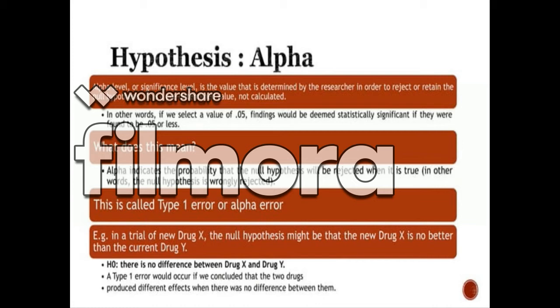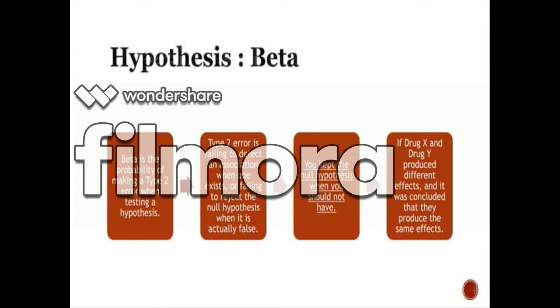Example, in a trial of a new drug X, the null hypothesis might be that the new drug X is no better than the current drug Y. So the hypothesis, there is no difference between drug X and drug Y. So a type 1 error would occur if we conclude that two drugs produce different effects when there was no difference between them.